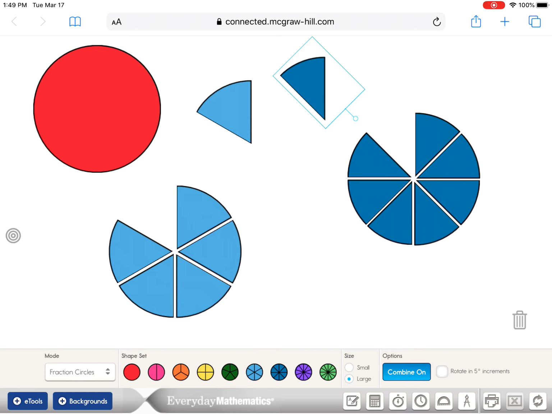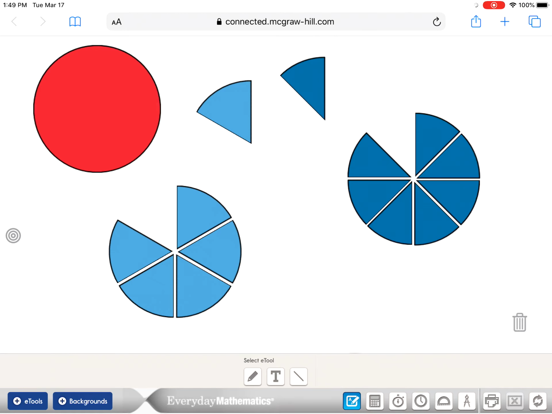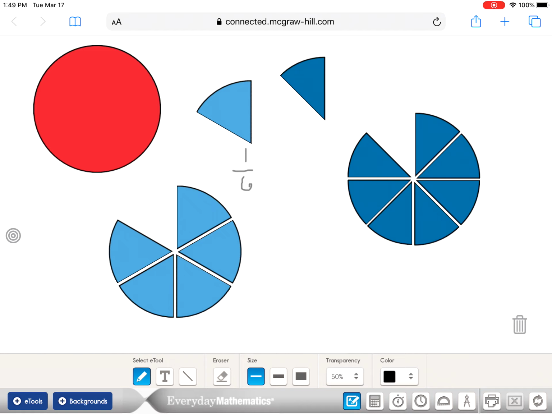The answer is Lucas. Lucas has his 1/6 left over, as opposed to Mara's 1/8. So I can go ahead and write a number sentence to go with this problem. I could say that 1/6 is bigger than 1/8. Remember, the alligator eats the 1/6.